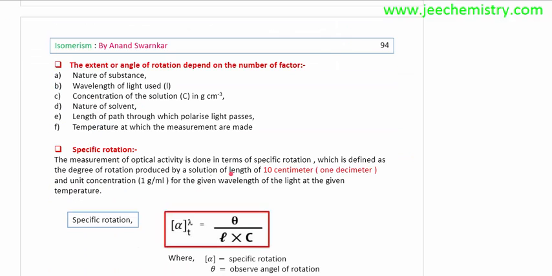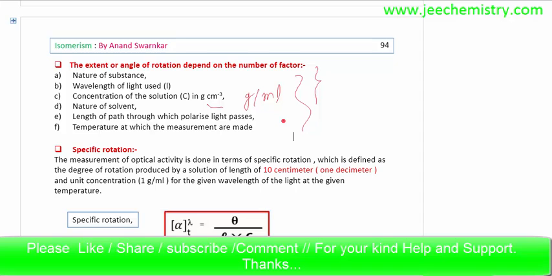Now we will learn that the extent of the angle of rotation depends on a number of factors: nature of the substance, wavelength of light, concentration of the solution in gram per centimeter cube, or gram per ml, nature of the solvent, length of the path through which the polarized light passes, and the temperature at which the measurement is made. These are the factors which affect the angle of rotation of light.